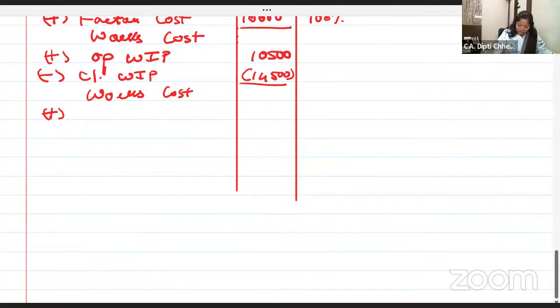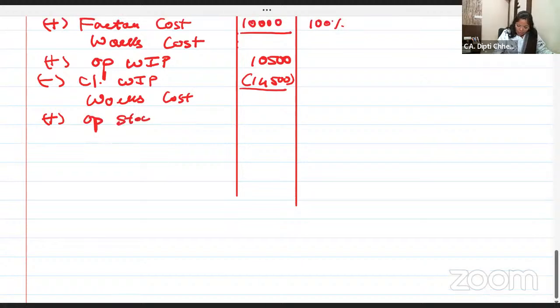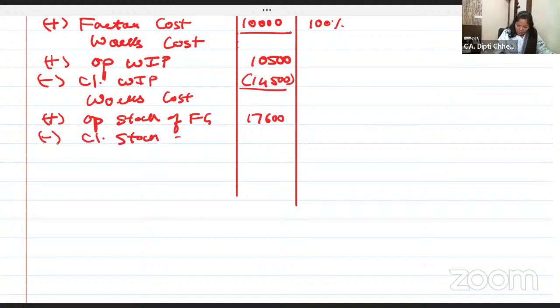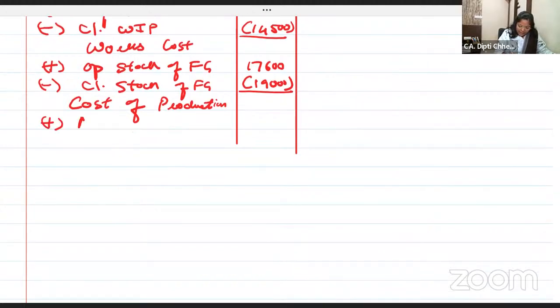Now, after works cost, directly opening stock of finished goods. It's given, 17,600. Closing stock of finished goods, 19,000. We get cost of production and administrative overhead. Ma'am, how did you decide? Because they have given cost of goods sold minus administrative overhead, so it will come right here. So this will be the cost of the goods sold.